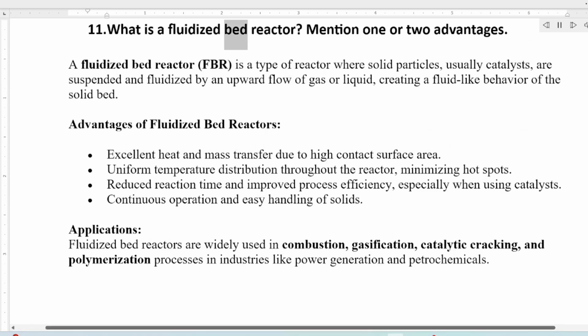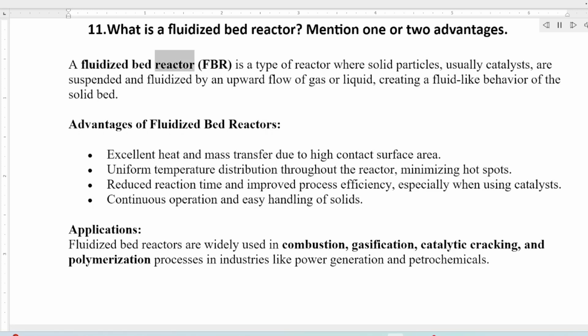What is a fluidized bed reactor? Mention one or two advantages. A fluidized bed reactor, FBR, is a type of reactor where solid particles, usually catalysts, are suspended and fluidized by an upward flow of gas or liquid, creating a fluid-like behavior of the solid bed.